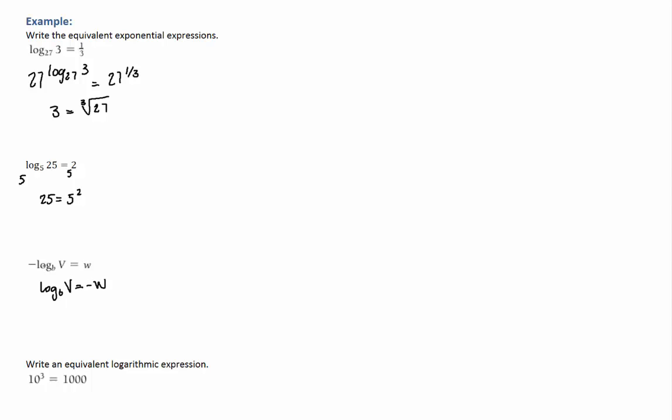So if you rewrite this expression in the following way, by multiplying by -1 and raising b to the power of both sides of the equation, what you're going to have is that v is equal to b to the -w. So this would be the equivalent. These are two equivalent expressions, just one is given in logarithmic way, the other is given in exponential way.